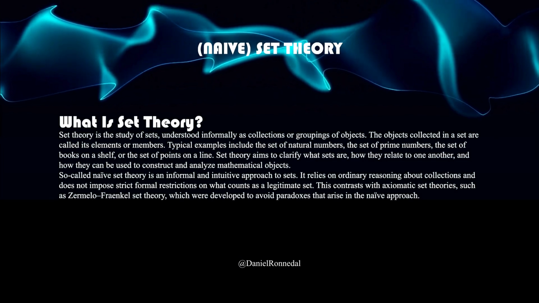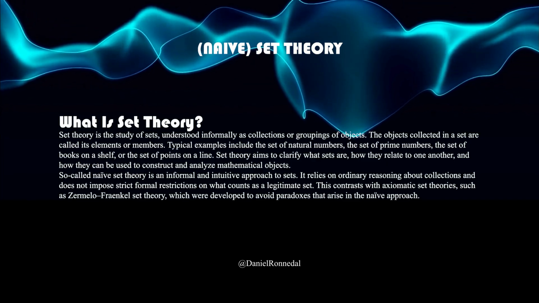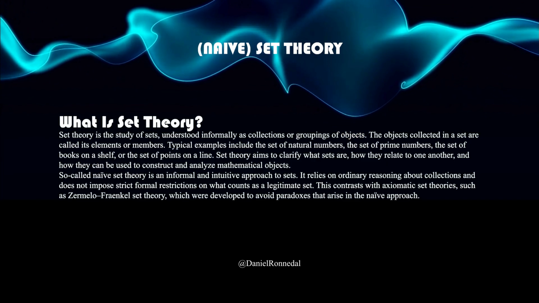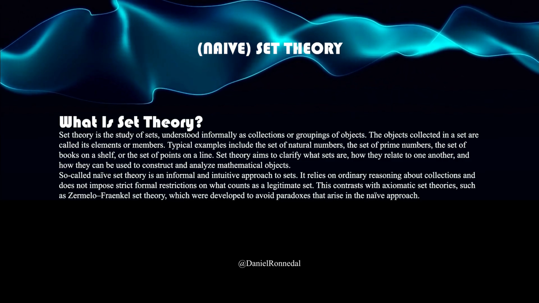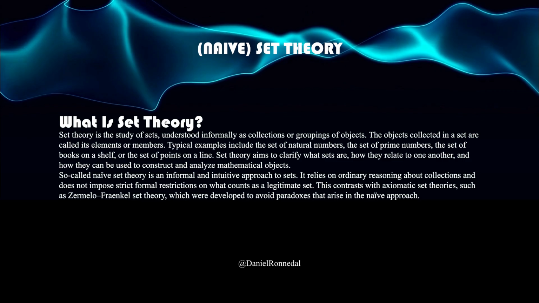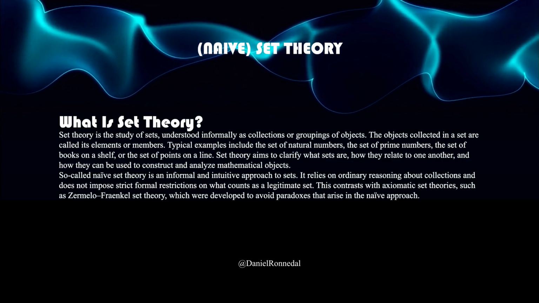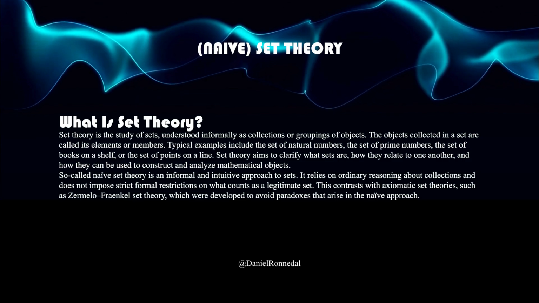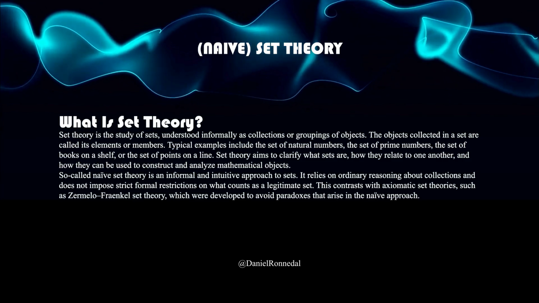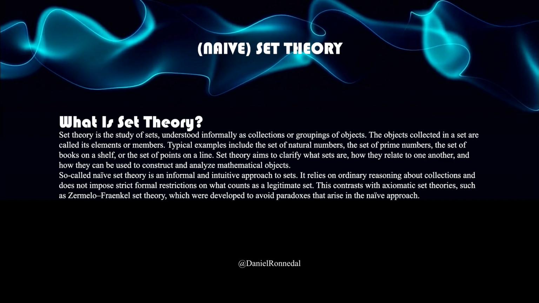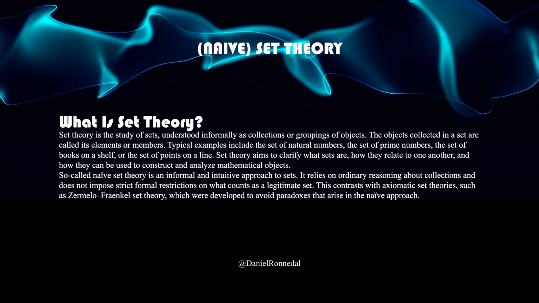Set theory is the study of sets, understood informally as collections or groupings of objects. The objects collected in a set are called its elements or members. Typical examples include the set of natural numbers, the set of prime numbers, the set of books on a shelf, or the set of points on a line. Set theory aims to clarify what sets are, how they relate to one another, and how they can be used to construct and analyze mathematical objects.